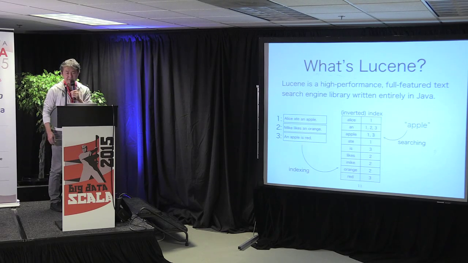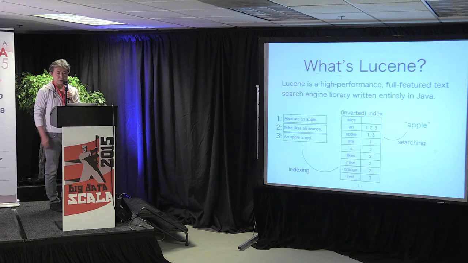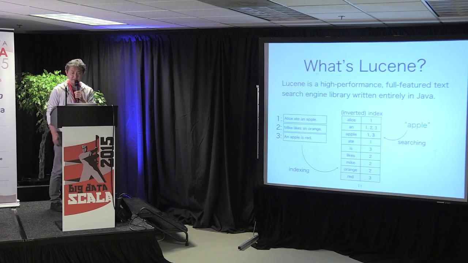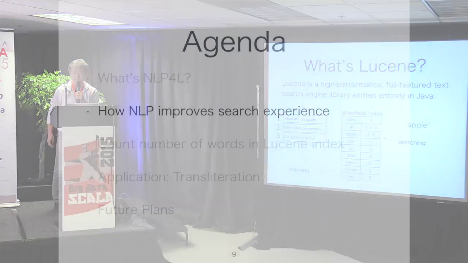Once Lucene has the index, users can execute queries. For example, when you post a query Apple, Lucene finds it in the index quickly and returns the document numbers 1 and 3 that include the query word.